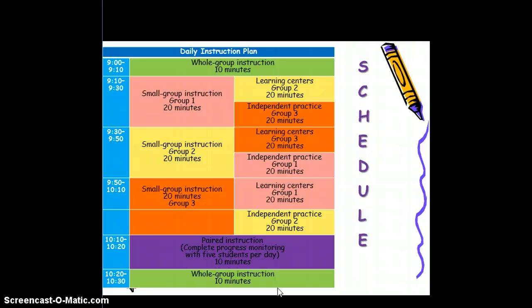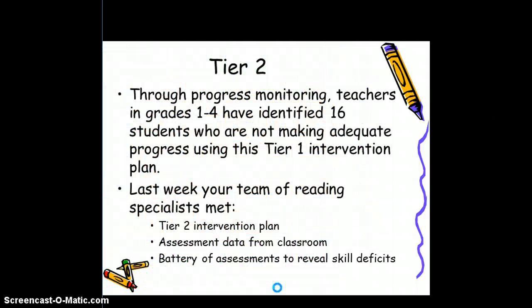So this is what your school developed and they ran with in August. So they had their RTI training, they came up with this schedule, they figured out this is how they could do their in-class interventions for their Tier 1 students. So now that we've been in school probably about 10 weeks or so, they're at the point where they're looking at all of that progress monitoring that they've done, and the teachers in grades 1 through 4 have identified 16 students who are not making adequate progress using this Tier 1 intervention plan.